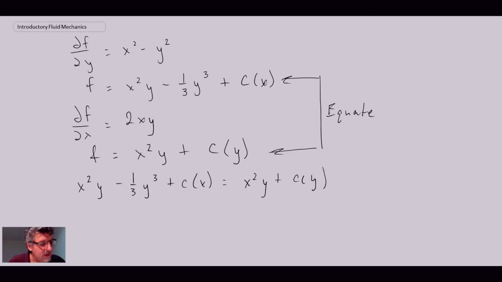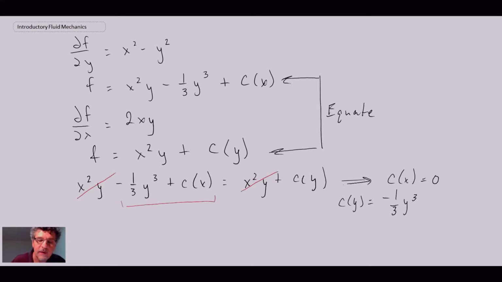So what does this tell us? Well, first of all, x squared y cancels out of either side of the equation. On the left-hand side here, we have a function of y plus a function of x, and on the right-hand side, we only have a function of y. So what this tells us immediately is that c of x is equal to 0, or some constant that is not a function of x. And the other thing it tells us is that c of y is equal to minus 1/3 y cubed.